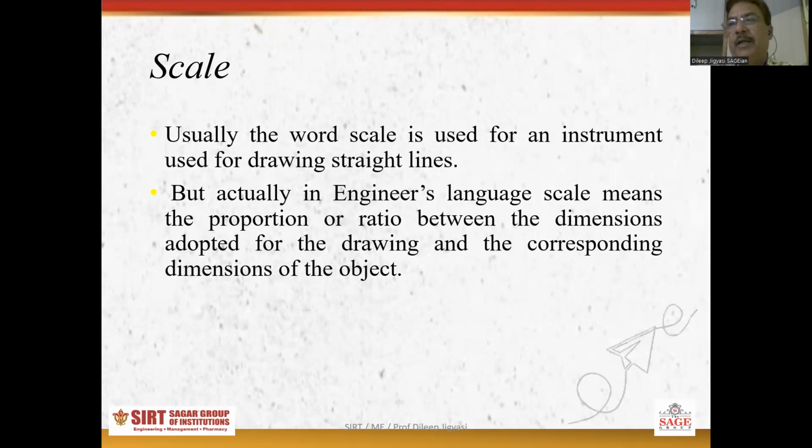What we want to say is that scale is the proportion by which we either reduce or increase the length of the object on the drawing. As you know, it is not possible to draw an object at the actual size.